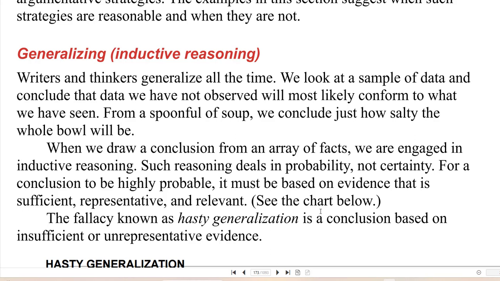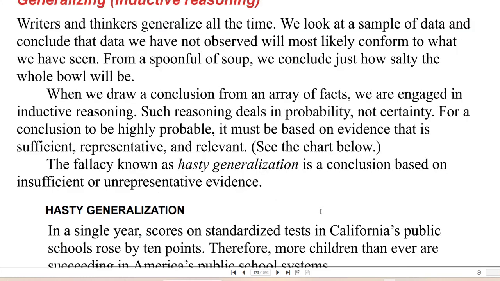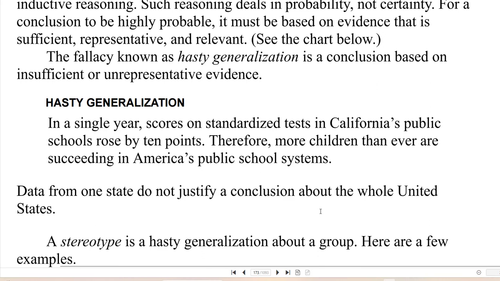The fallacy known as hasty generalization is a conclusion based on insufficient or unrepresentative evidence. In a single year, scores on standardized tests in California's public schools rose by 10 points. Therefore, more children than ever are succeeding in America's public school systems. Data from one state do not justify a conclusion about the whole United States.